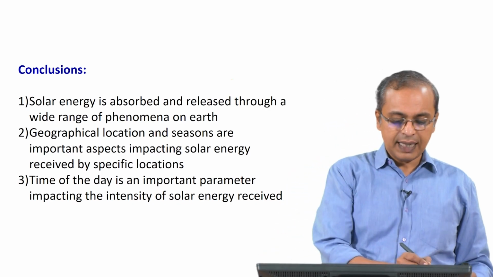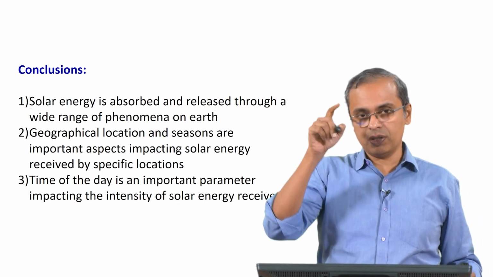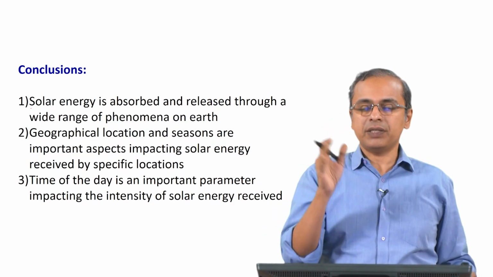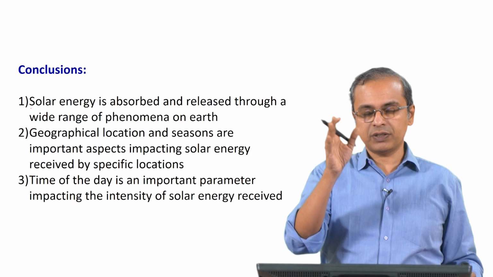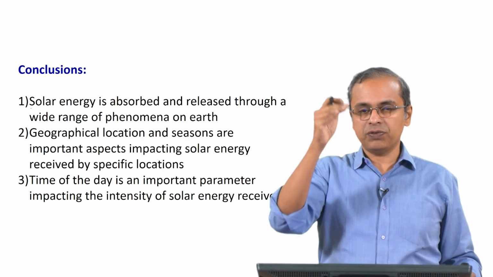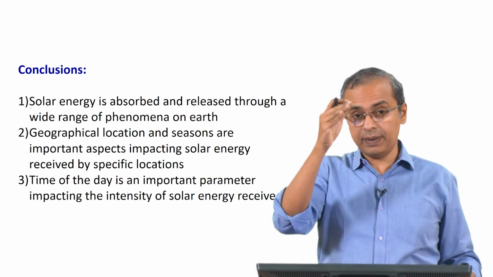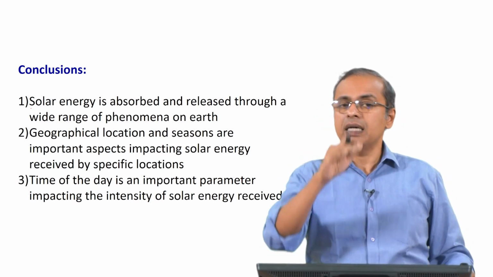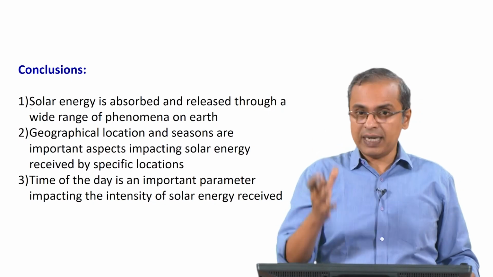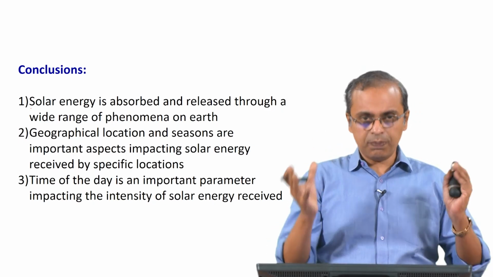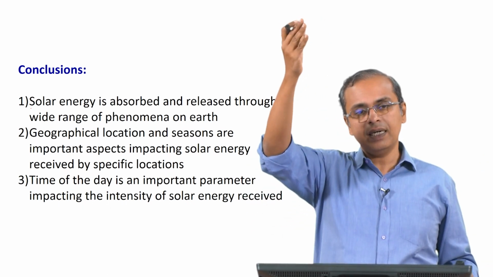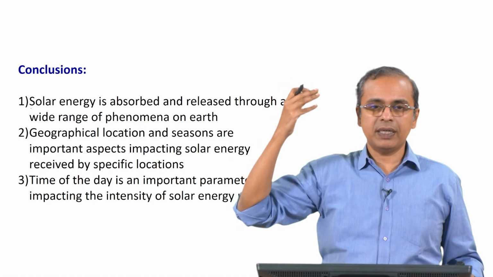We found that solar energy that arrives on the top of our planet ends up participating in a wide range of phenomena as it traverses through the planet. Okay. So as it comes through the atmosphere and reaches the surface of our planet, there is a wide range of phenomena in which it is participating. So we need to be aware of it so that we understand the complexity of what it is that we are dealing with. Okay.